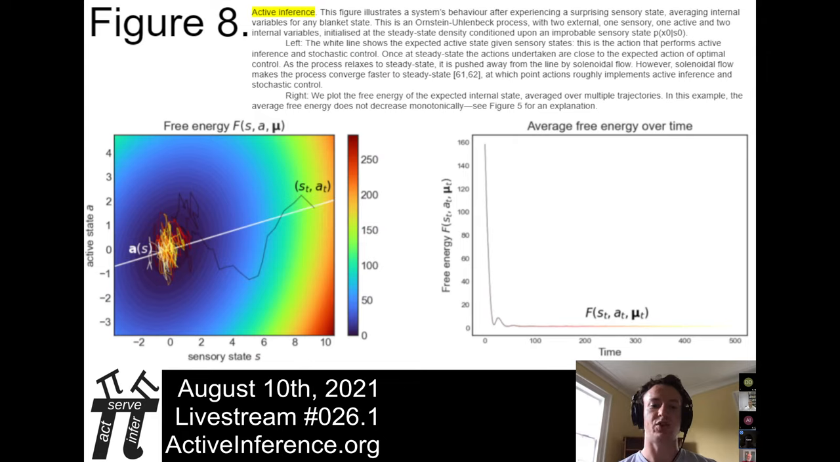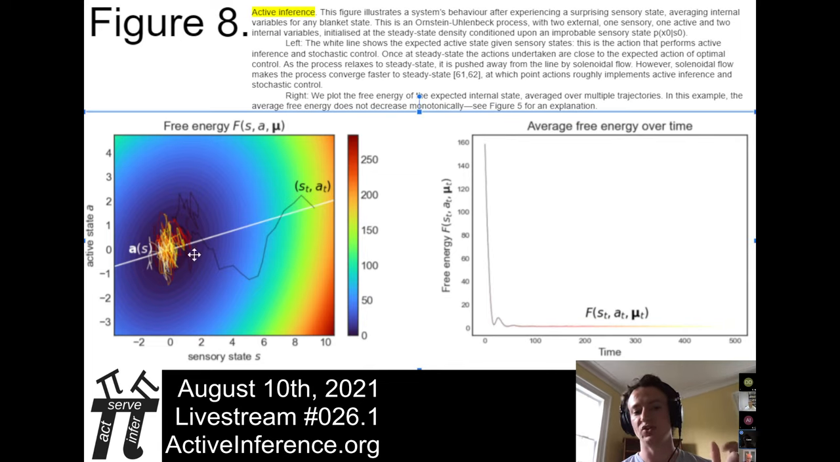I'll just explain the figure on the left. The white line is the most likely active state, which is one of the two blanket states, given various settings of the sensory state. So for any given setting of the x-axis, it's the most likely setting of the y-axis. Overlaid on that expectation, which is just a linear function of the sensory state, we also show an actual realization of the process.